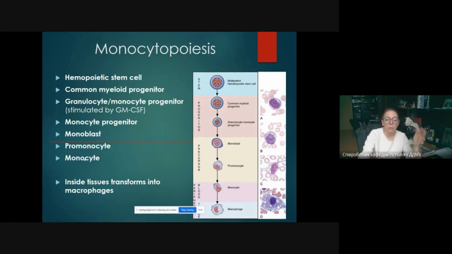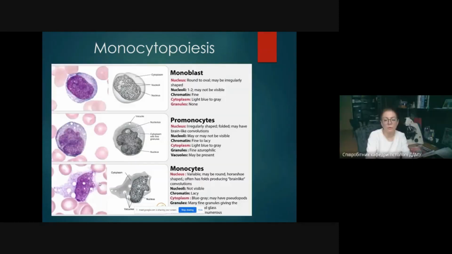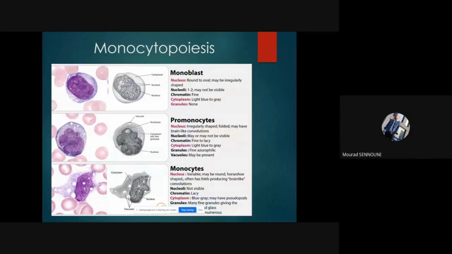And what is important to mention is that the monocyte is not a terminally differentiated cell, but it is further transformed into macrophages. And macrophages are the cells of the connective tissue, and we are going to consider them next lecture. And at the end of this topic, yeah.